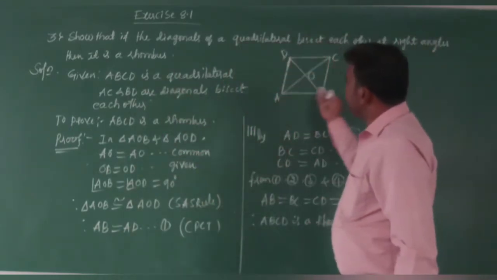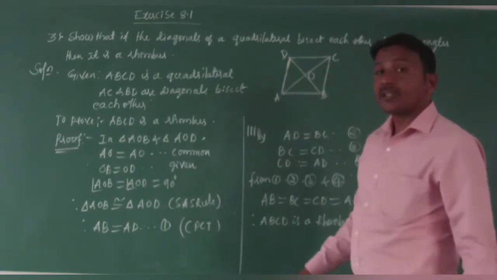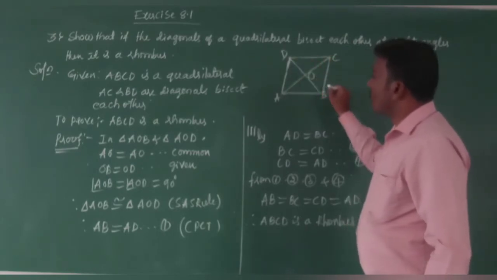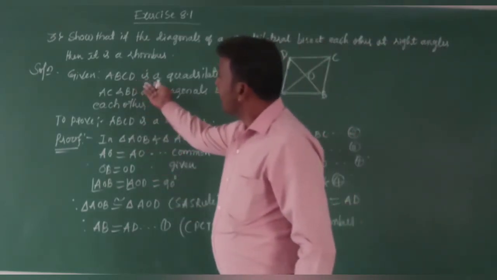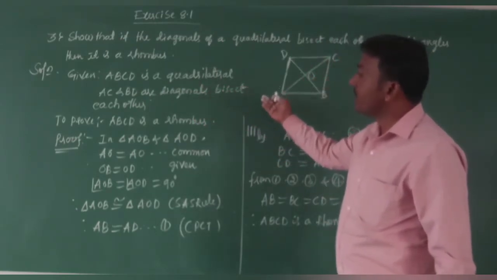So ABCD is a quadrilateral. Here diagonals AC and BD bisect each other at right angles. It is nothing but what? AO is equal to OC and OD is equal to OB. It is given that ABCD is a quadrilateral, and AC and BD are diagonals that bisect each other.